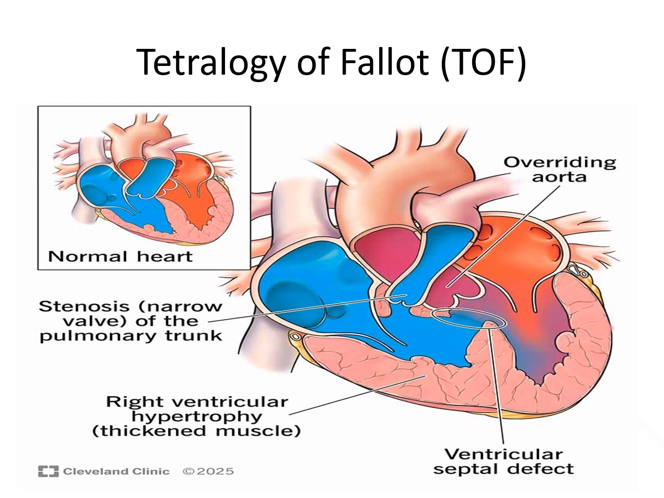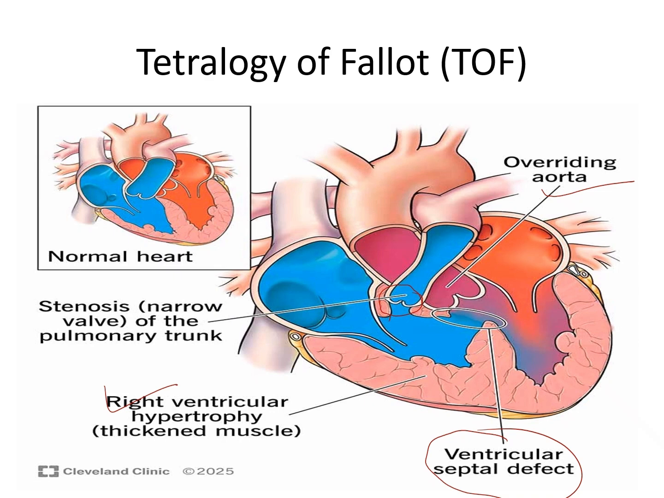It has four components, that is the VSD, as we can see in this image, ventricular septal defect, then pulmonary stenosis, as we can see here, there is narrowing of the pulmonary artery, then overriding of aorta, as we can see there is overriding of the aorta, and hypertrophy of the right ventricle. So these are the components of tetralogy of Fallot.